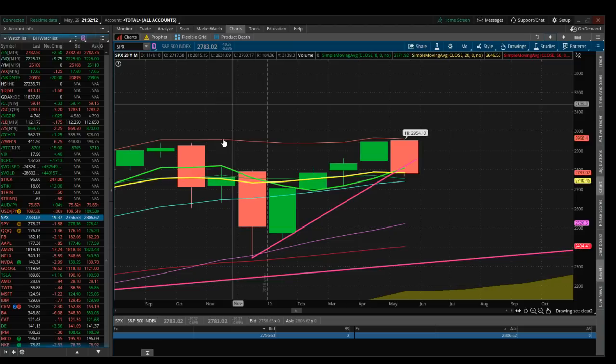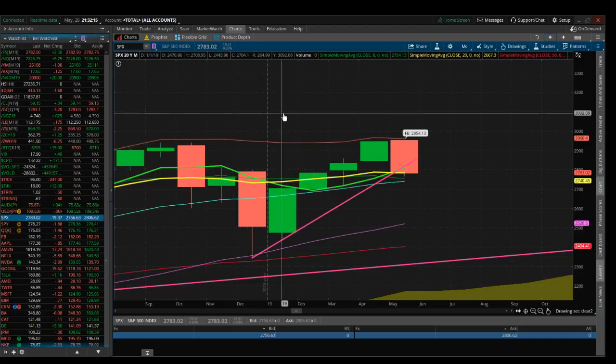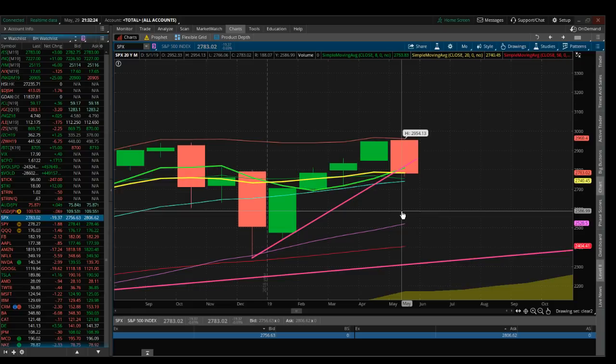So anyway, here we are. With the SPX, we have quite a month going on right now. We have only a couple days left in the month, Thursday and Friday, so only 2 more trading days left in the month.